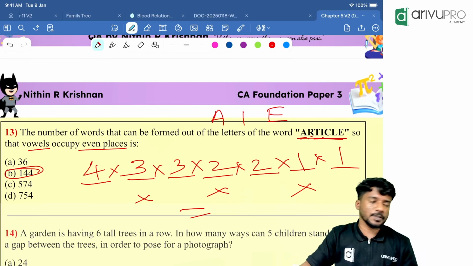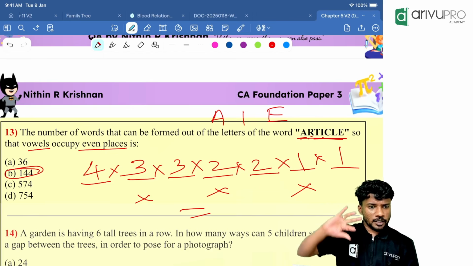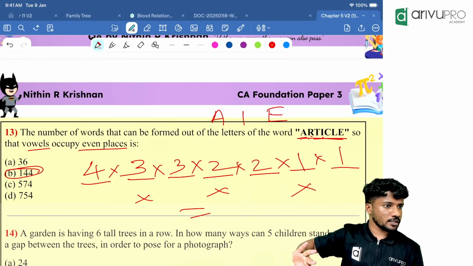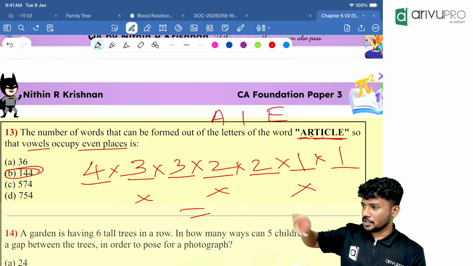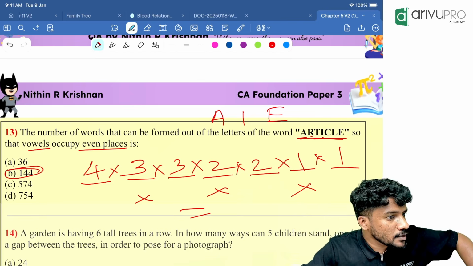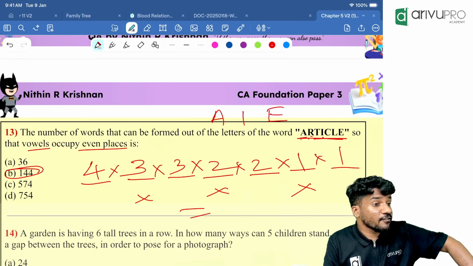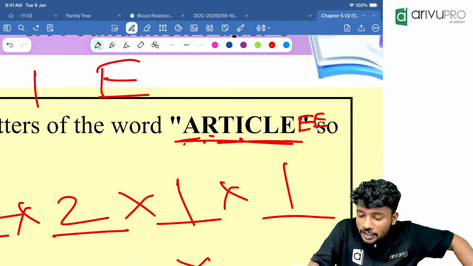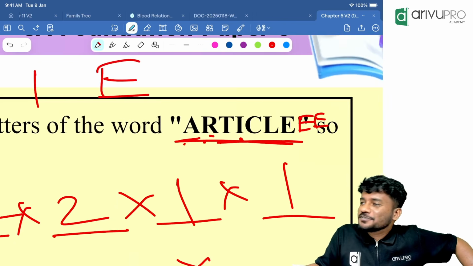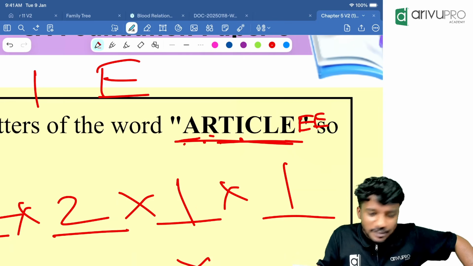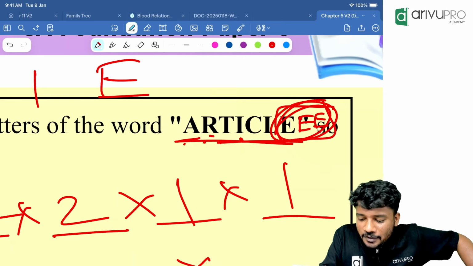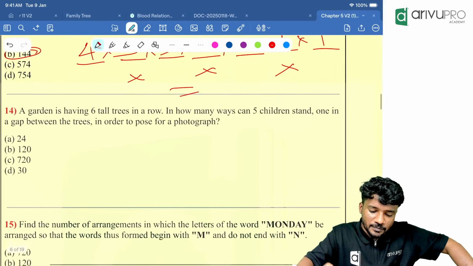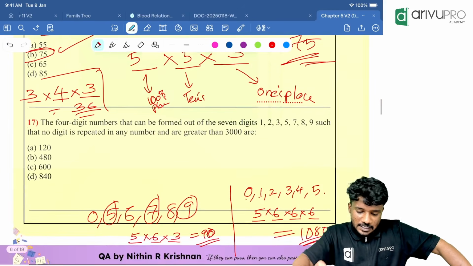Okay, understood people? Do you want a more complicated question or a less complicated question? More complicated question. Okay, I'll give that. Before that, can you say again? Yes, if for example in this question there was repetition, then after multiplying everything, we need to divide it by how many factorial? 3 factorial. That's what I meant. Okay, Sharda? More complicated question, right? I'll give you that.